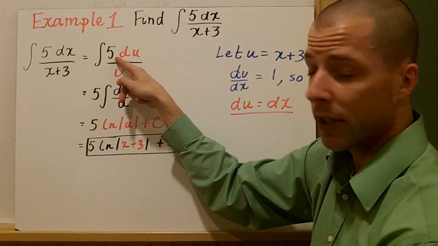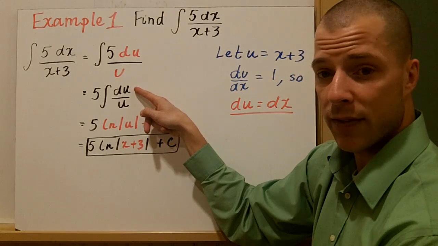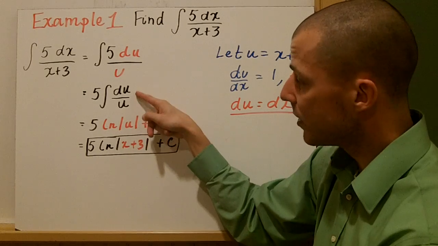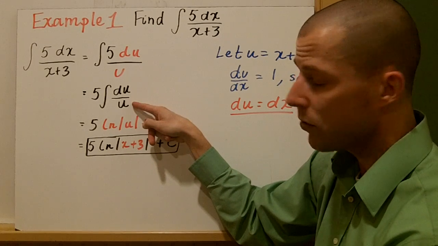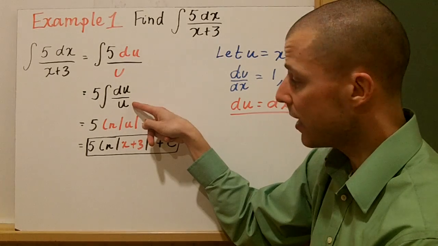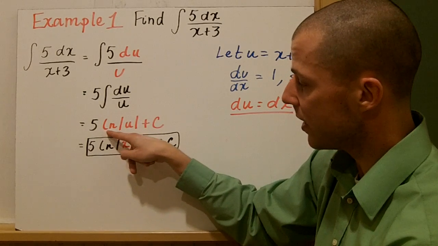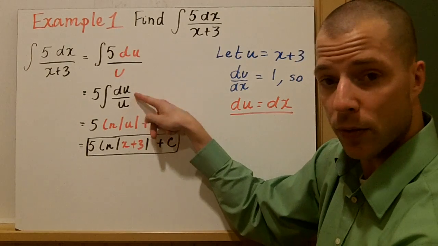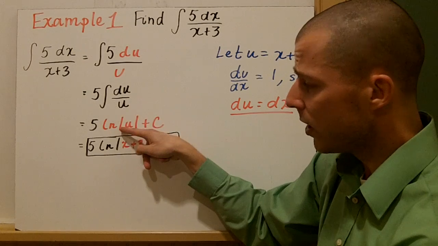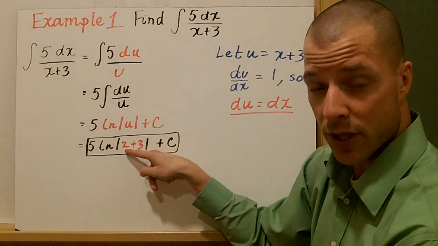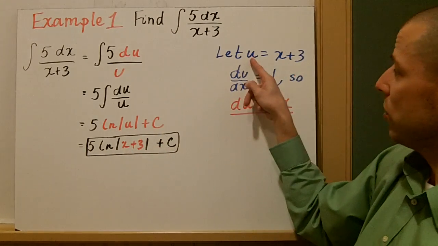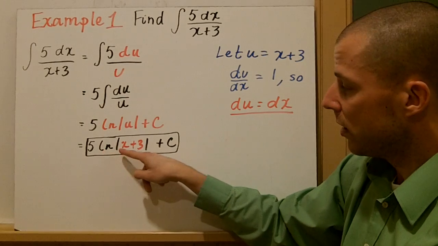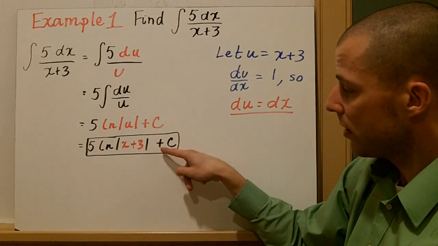Now let's bring the 5 out front and leave it over du: 5 times the integral of du over u. Like we said in that first slide, we know that to integrate du over u, it's the natural logarithm. So 5 times the natural log of the absolute value of u plus c. We apply that rule here, and we wrote that in red. We're not done yet. The last step is to substitute your u back in, and we know that u was x plus 3. So we have 5 times the natural log of the absolute value of x plus 3 plus c.